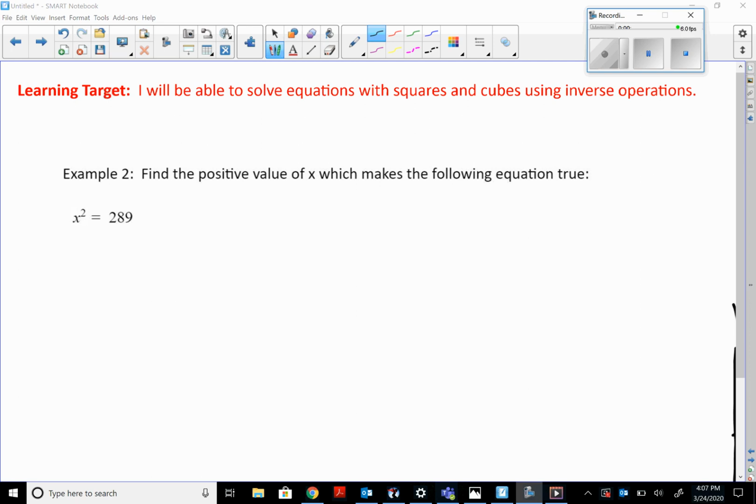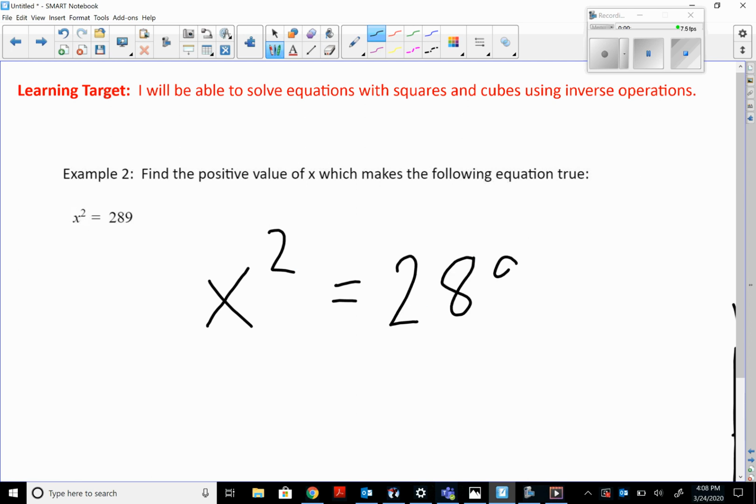This equation or example is a pretty basic one because it's just a one-step equation. But once again, we are going to use inverse operations to find the positive value of x, which makes this equation true. So it's just a one-step equation, and the inverse operation of squaring a number is to take the square root. So if I take the square root of the left side, it cancels out the x squared and it just leaves x by itself.